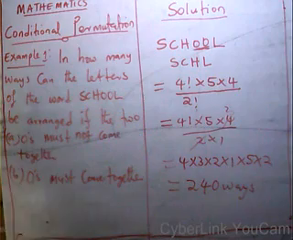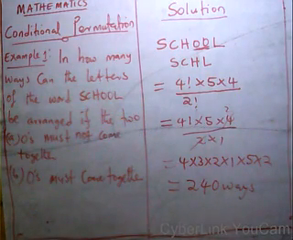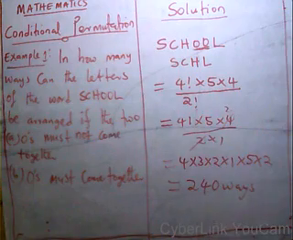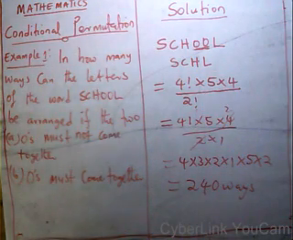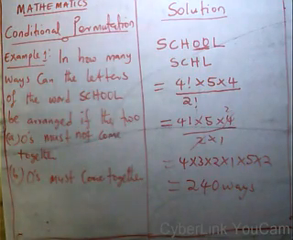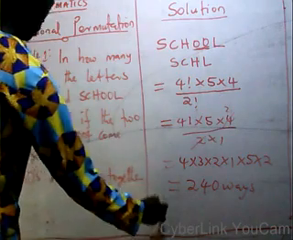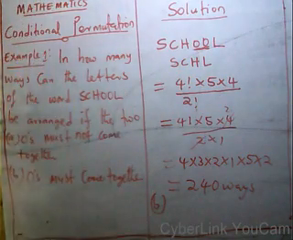So if the two zeros must not come together, then we are going to have 240 ways in which we can permutate the word school. Then the second one is if the two zeros must come together.